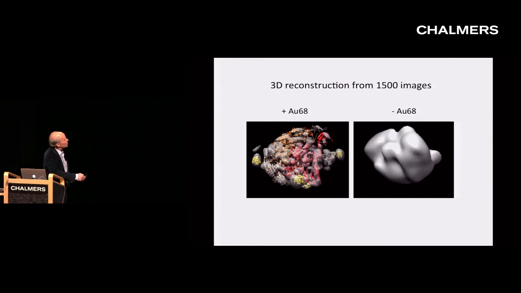If there were no gold present, from the same reconstruction we would obtain only this featureless blob that you see on the right. The cryo-EM structure that I showed you at the beginning of the minimal 1.5 megadalton complex was obtained from 160,000 images.